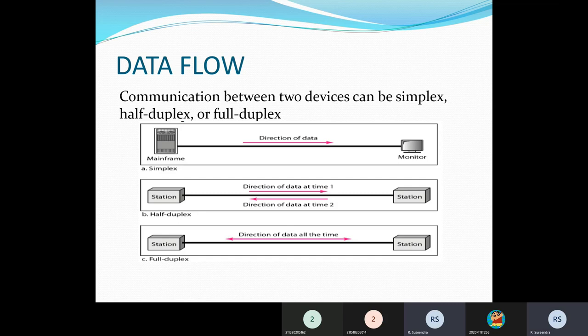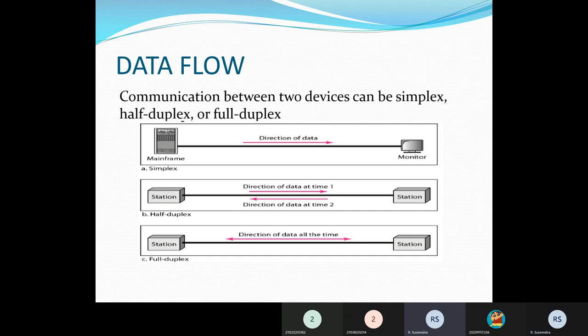Now we are in simplex mode. I can talk but you can't talk, so this is the simplex mode. But half duplex or full duplex means that at the end of the session I may ask if anybody has doubts, you can ask me. We have a discussion session, we can talk one to one, or you can ask and I will be quiet. So this is the example for half duplex and full duplex.